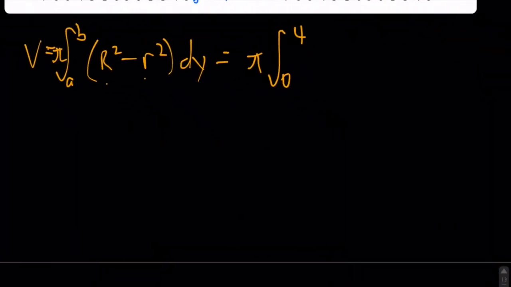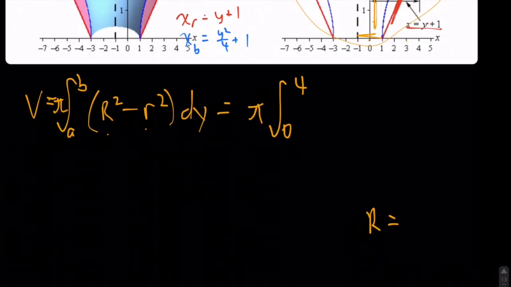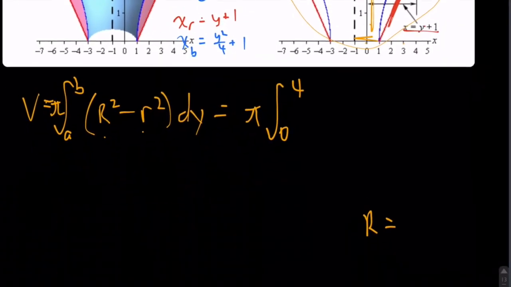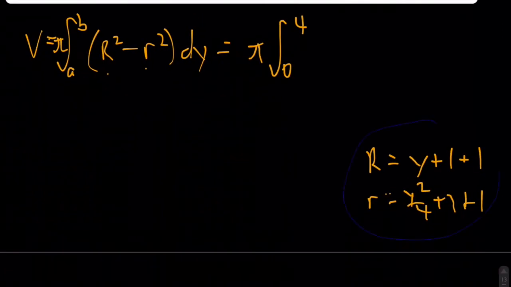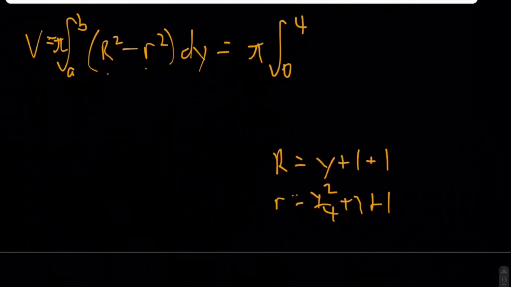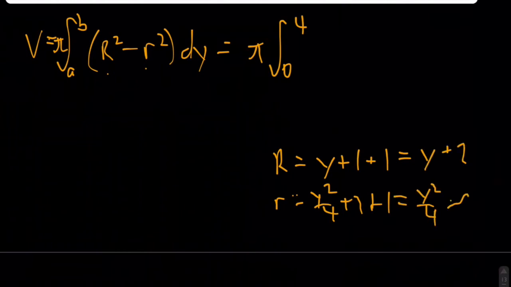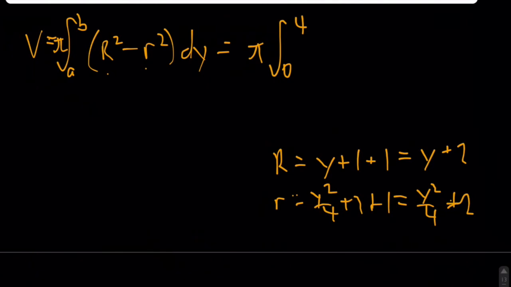So now, we know that the outer radius, which we can write over here, would equal x of r plus 1, and we know that x of r is y plus 1, so it would equal y plus 1 plus 1. The inner radius would equal y squared over 4 plus 1 plus 1, because y squared over 4 plus 1 is x of b, and the little r is x of b plus 1. So this would ultimately equal, big R would equal y plus 2, little r would equal y squared over 4 plus 2. So now we're ready to substitute these values in.